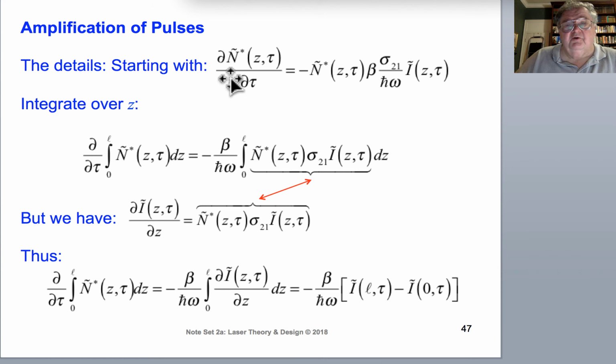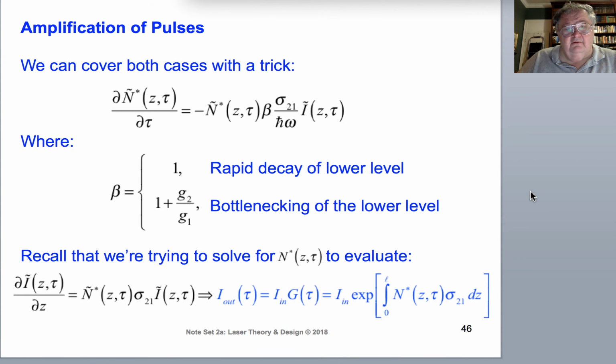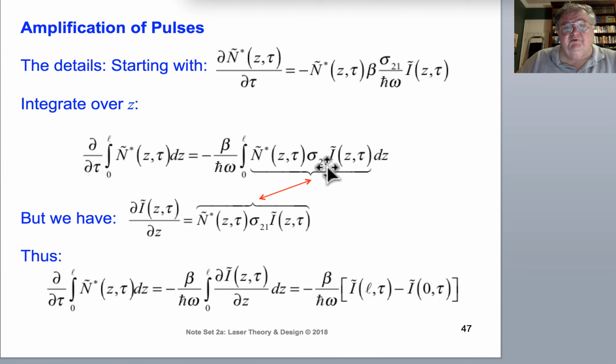I'm going to integrate this over z. So I integrate over the length of the amplifier, 0 to L of N star of z dz, and I've got to keep the time derivative, of course, and that means I integrate the other side too over z. Now, you're going to say, what is that? Well, look at the equation we derived. The dI/dz is N star sigma 21 times I. So instead of this, I know this is equal to this.